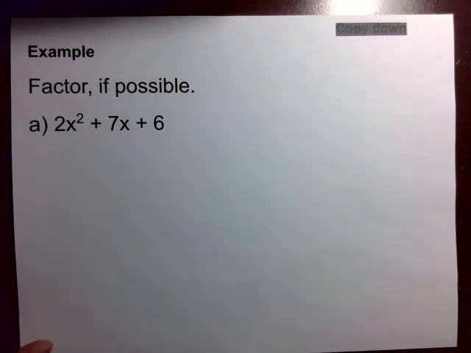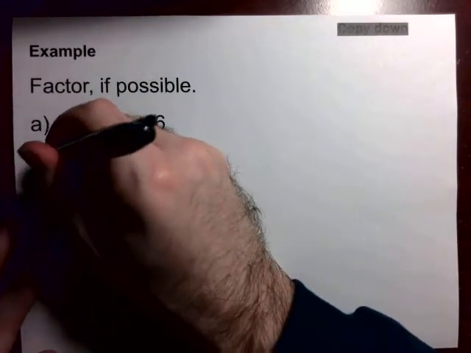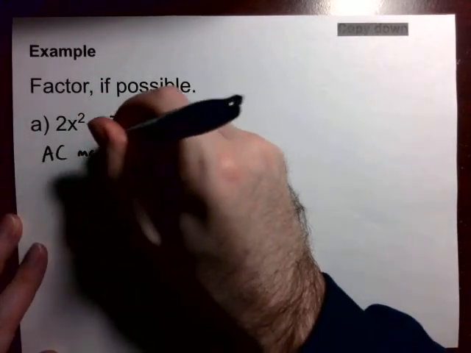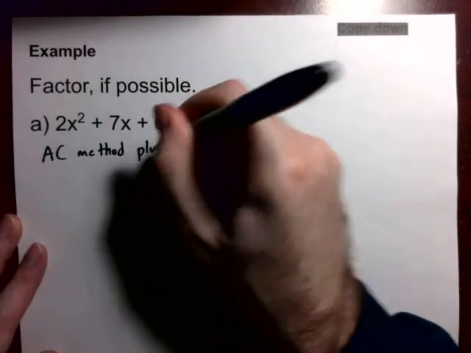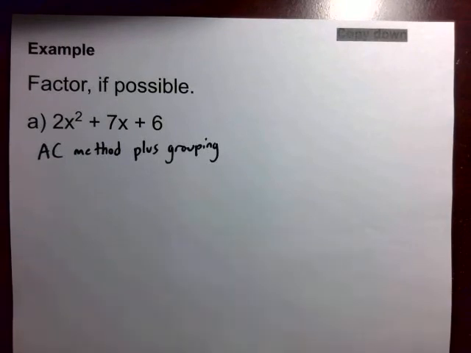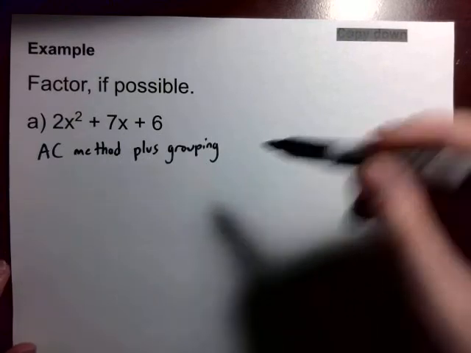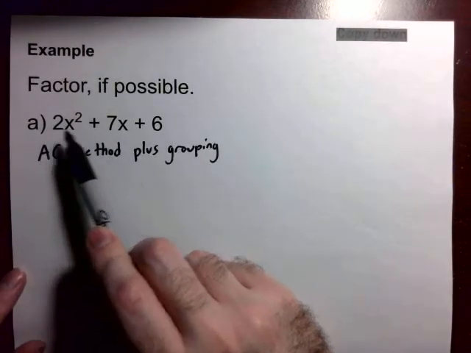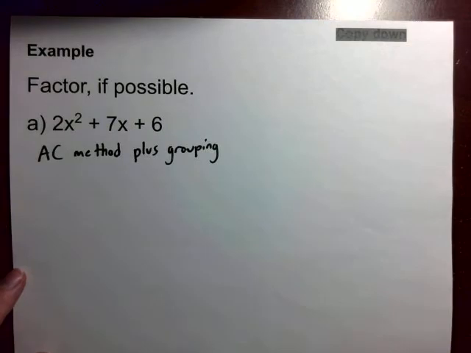So the first strategy that I'll model for everybody is called the AC method plus grouping. And it's called this because it involves and pretty heavily relies on factoring by grouping. So if you really like doing that and you think that that's very easy for you, this might be the strategy that you prefer. So in order to do the AC method by grouping, the first thing that you do is identify the a, b, and c values in the trinomial.